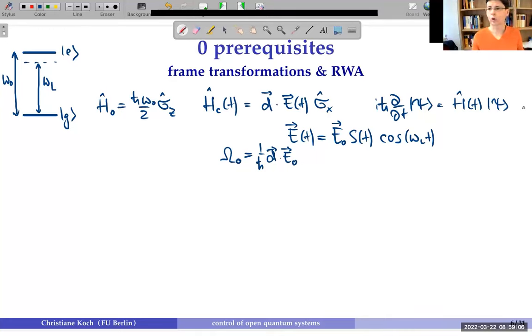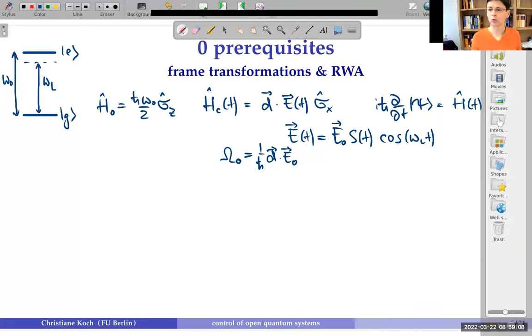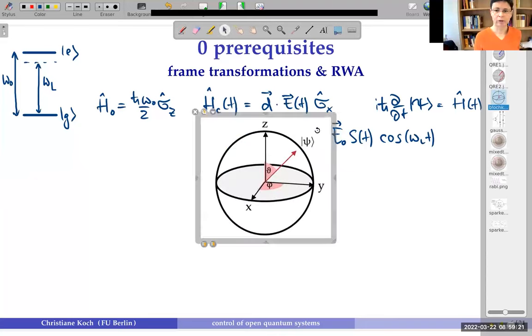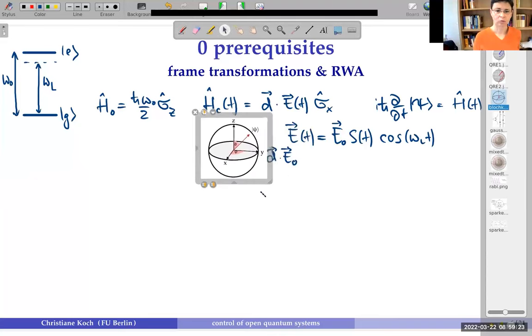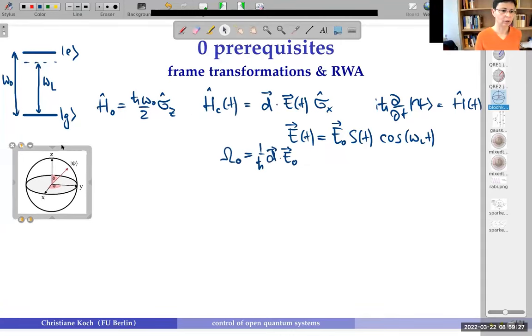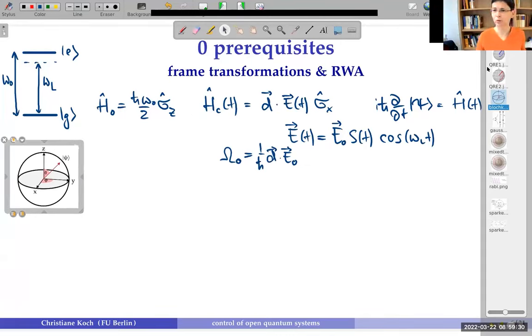Now, one reason why the two-level system is our friend is because we can solve many things analytically. But what I think is even more important is that we can visualize it very nicely. So I hope that Daniel got around to introducing the Bloch sphere. He wanted to do that, or if not, that you have seen that before.